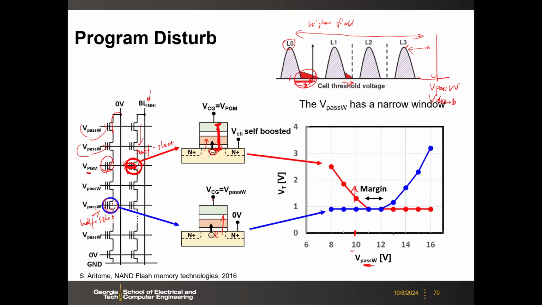On the other hand, if the V pass W is too high, then you see the blue cell itself, of course more and more electrons will be injected. So then the VTH will shift. So there's only a small window to operate the V pass W, typically in the middle, right? Here, if the V programming is like 20 volts, then the V pass W is somewhere in the middle.